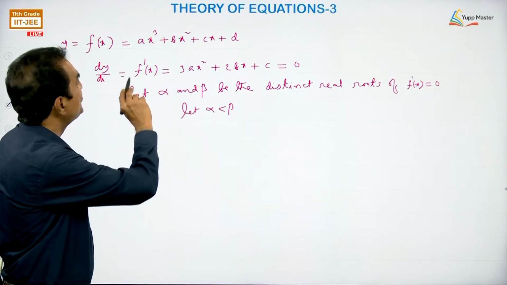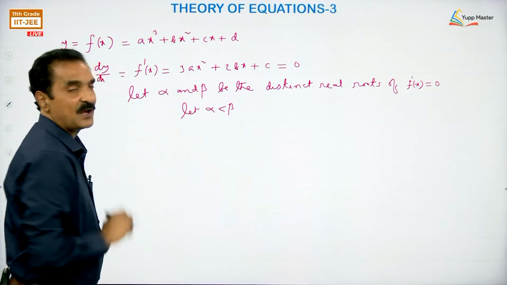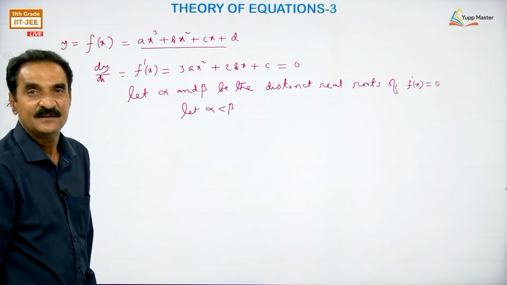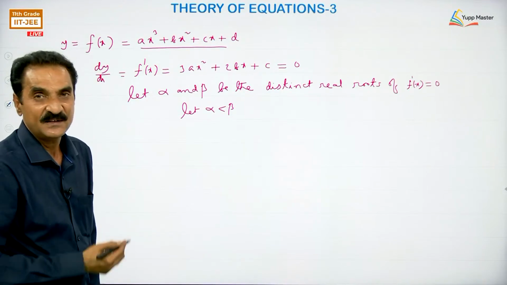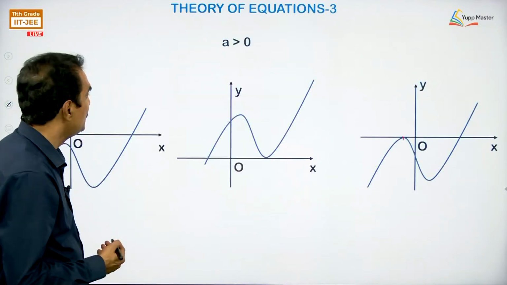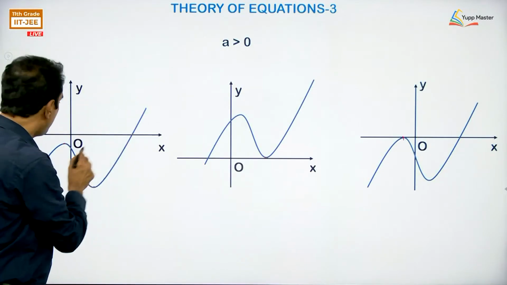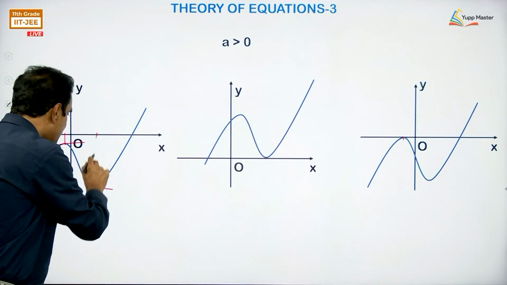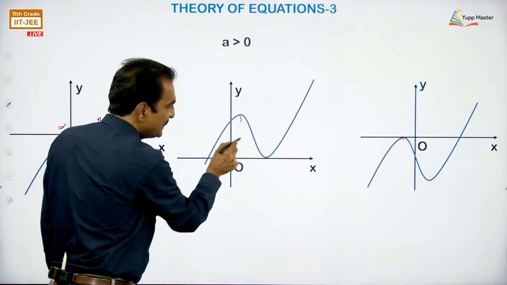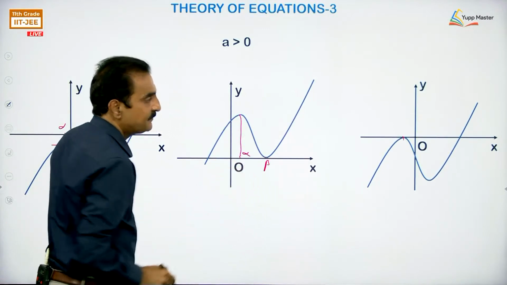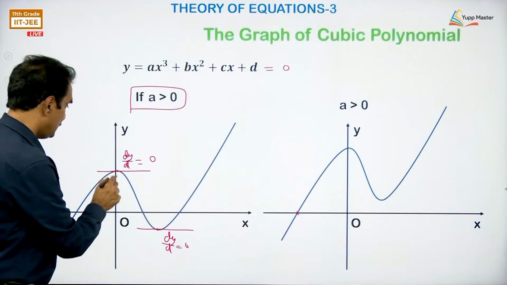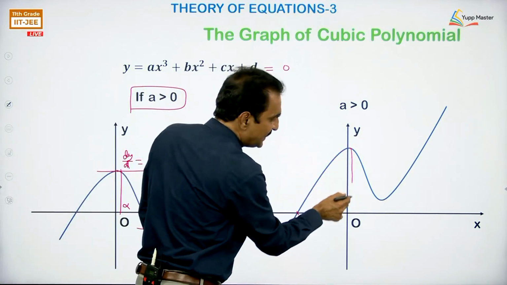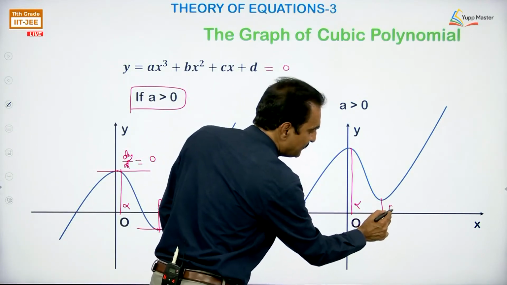Then at these 2 points, at x is equal to alpha and x is equal to beta, the slope of the tangent of f of x is 0. Then as we discussed, it should have maximum value or minimum value. Now if you look at these graphs, when a is positive, it will have maximum value at alpha, the smaller root, and minimum value at beta in all the cases. This is alpha, this is beta. This point is alpha, this point is beta, this x coordinate is alpha, this x coordinate is beta.